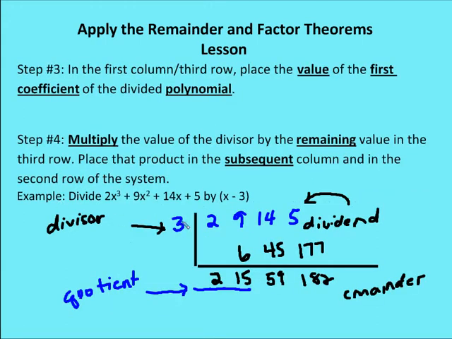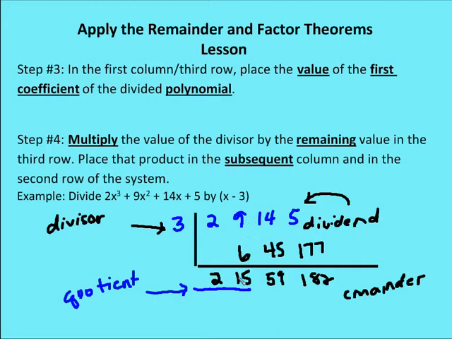All right, so I have my divisor 3, or x minus 3, and my dividend 2, 9, 14, and 5. I'm going to go through the process here. In the first column, third row, I'm going to place the value of the first coefficient of the dividend. So what does that mean? I'm just going to take this 2 and drop it down, below the box in the third row. Then I'm going to multiply 3 times 2, that gives me 6. Then I add the coefficient of the dividend to this product of the divisor and the quotient. It gives me 6.